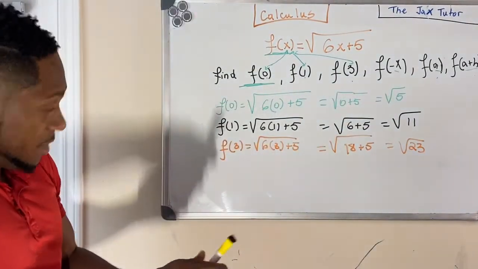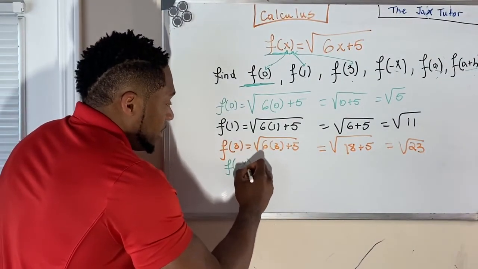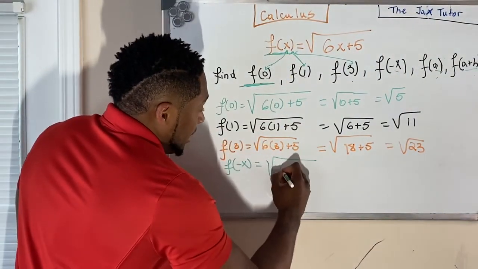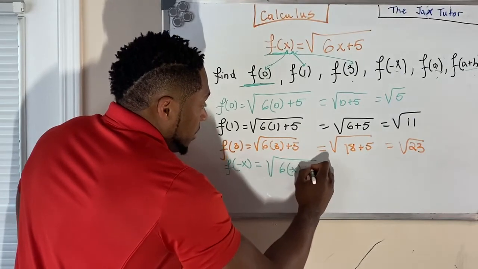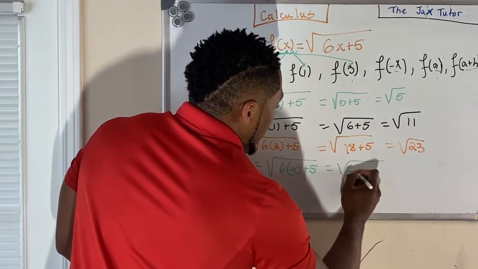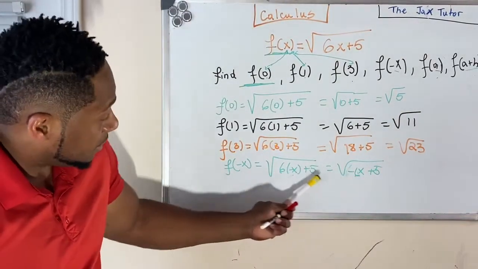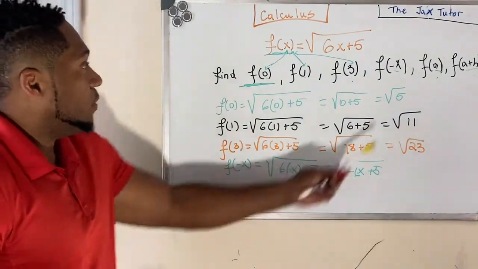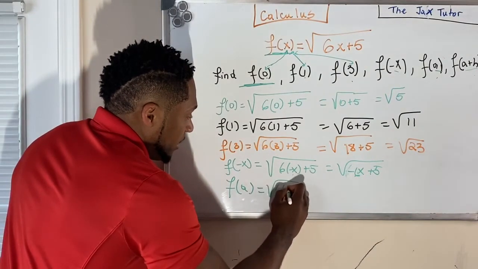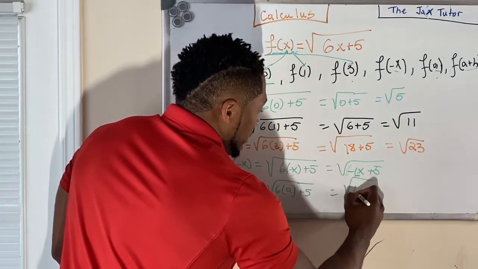F of negative x. In place of x, I'm going to have a negative x. So f of negative x is the square root of 6 times negative x plus 5, which is the square root of negative 6x plus 5. Negative x times 6 gives you negative 6x, and then we add the plus 5 again. So f of a, that one is easy. Replace x by a: the square root of 6a plus 5.